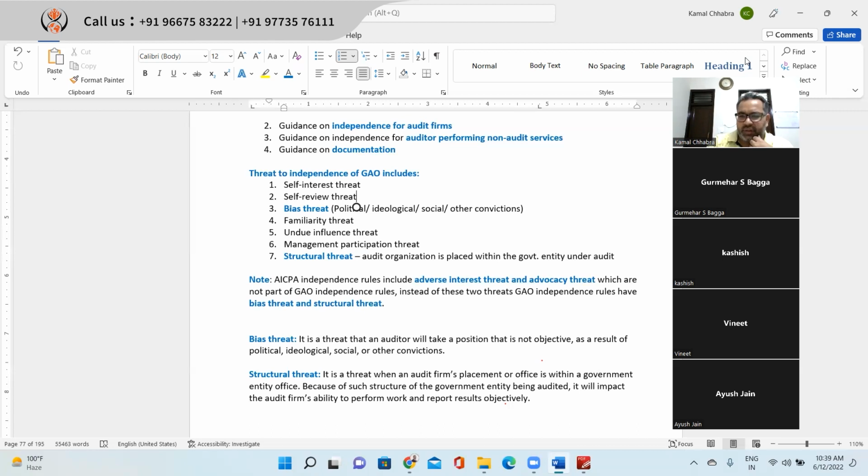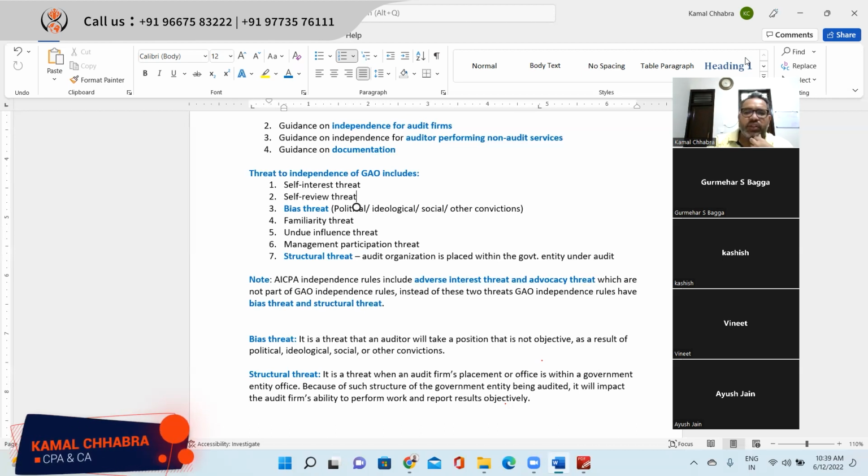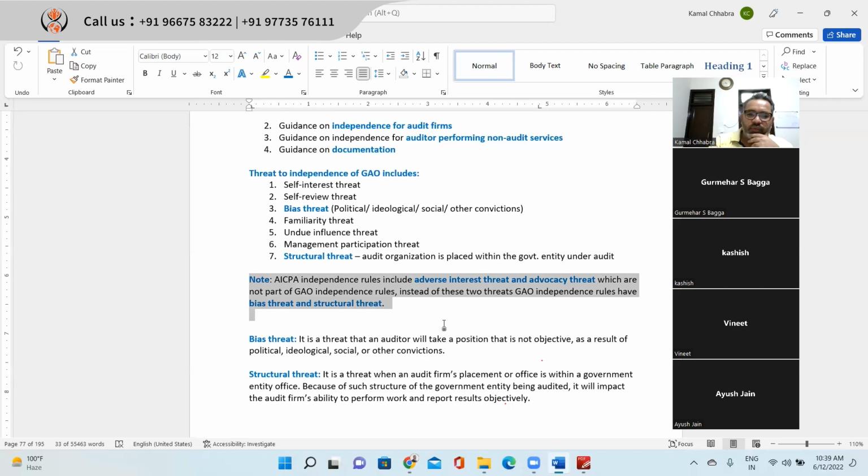So these two are different from the AICPA independence rules. If you see the notes here, the AICPA independence rules include the adverse interest threat and advocacy threat, right? These are not part of the GAO independence rules. Instead of these two threats, the GAO independence rules have the biasness threat and structural threat. So in place of the advocacy threat and adverse interest threat, we have the biasness threat and structural threat in the GAO independence rules. This is the difference between the independence rules of AICPA and of GAO, right?